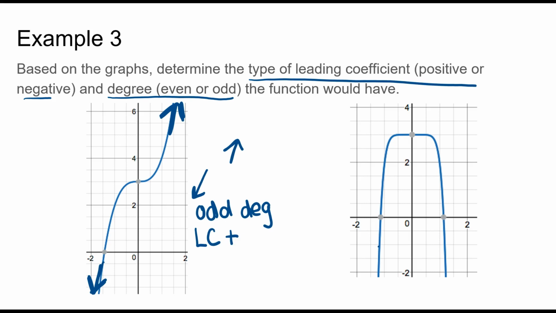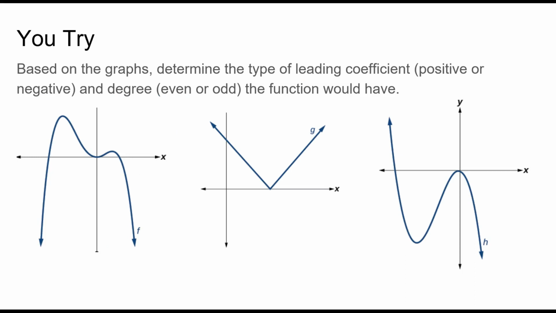Let's take a look at this one here. Our end behavior, they're both pointing down. Because they're both pointing in the same direction, we've got an even degree. And because they're pointing down, we know our leading coefficient is negative. You try with these three examples.